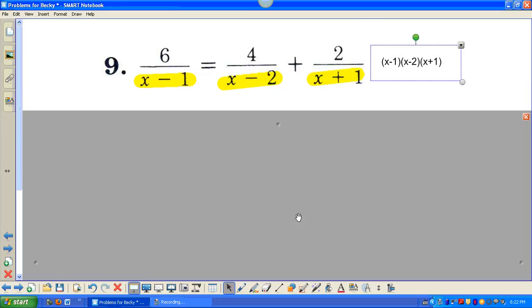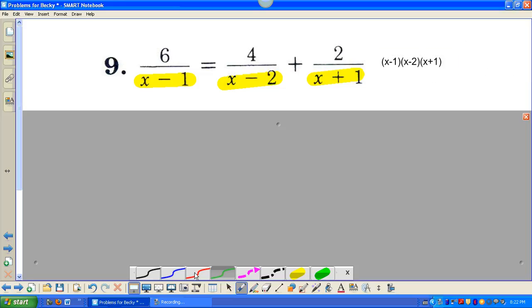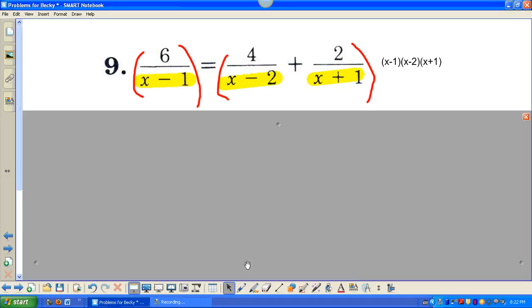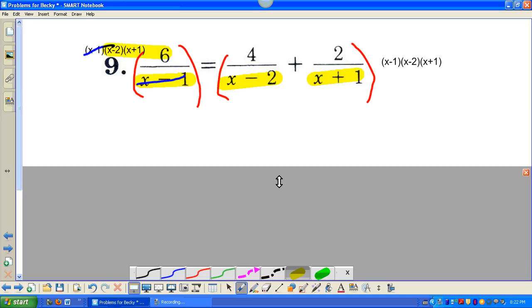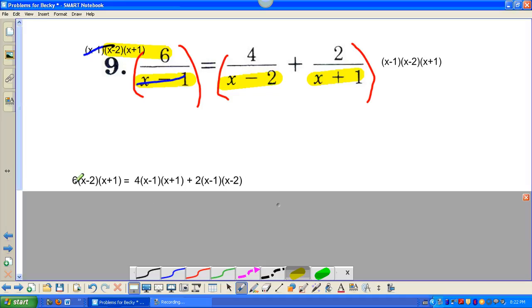Like I did on the last problem, because it's an equation, you can multiply both sides by anything you want. So I'm going to choose to multiply both sides by that least common denominator. And on the left, hopefully it's pretty obvious that the common factor is x minus 1. So what you're left with, in the numerator, is x minus 2 times x plus 1 plus 6. So that's what you're left with right here.